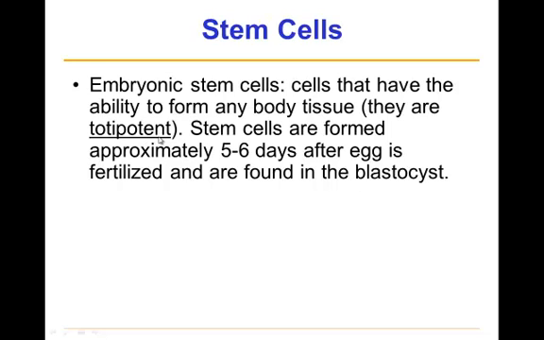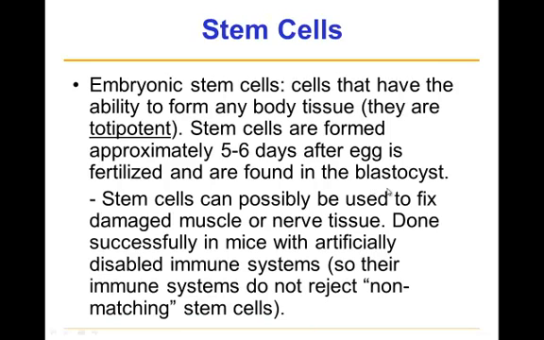Another term that's sometimes used to describe embryonic stem cells is pluripotent, plura as in plural, as in having the ability to give rise to many cells. And I just note here, I think I already said this, the stem cells are formed 5 to 6 days after fertilization, and they're found in the structure called a blastocyst. And we can see, of course, that some of the potential stem cells can possibly be used to fix damaged muscle or nerve tissue, both types of tissue which divide very slowly. And so this is something that is hoped can be accomplished.